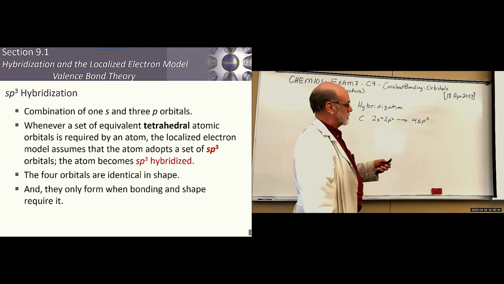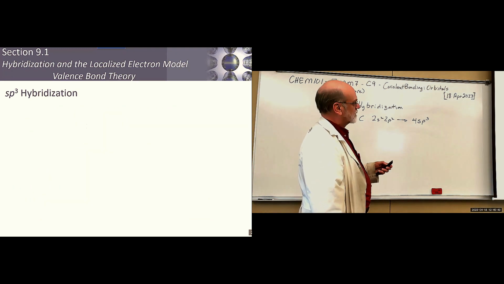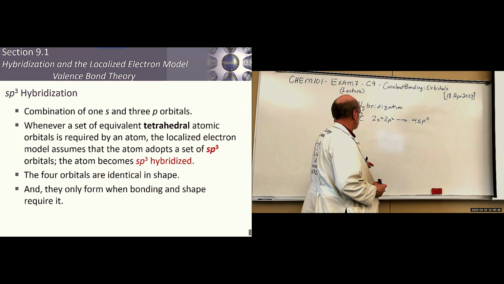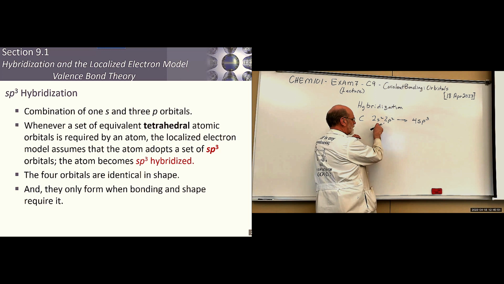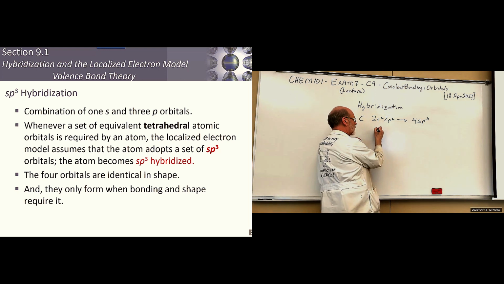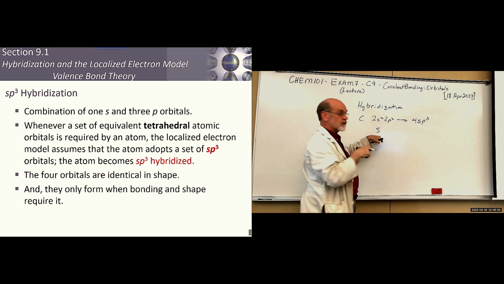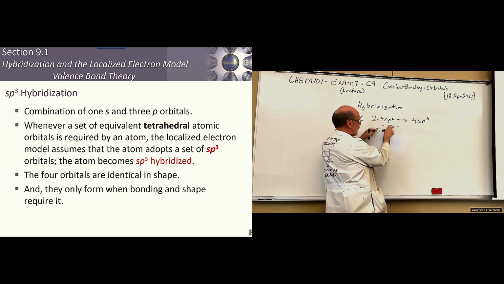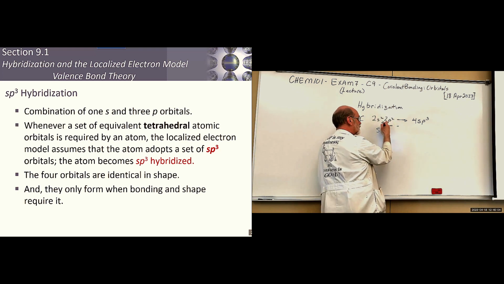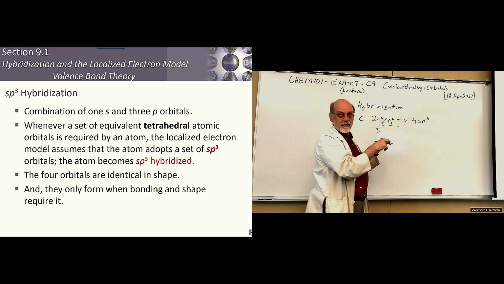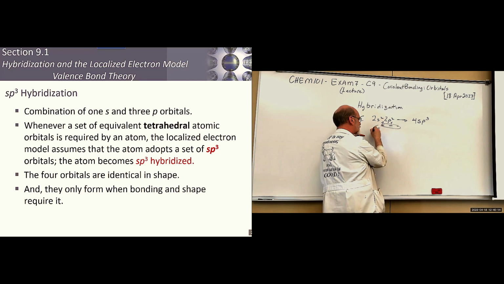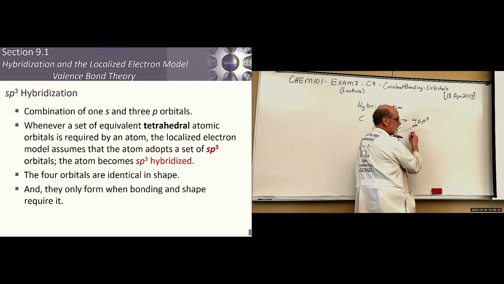Let's see. Here we go. Combination of 1 s and 3 p orbitals. So here's what we're doing. There's only one s orbital here. It has 2 electrons in it. But there are 3 p's here. And under the atomic situation, you've only got 2 electrons in those orbitals. But we need a place for 4 electrons. So we're going to take all 3 of these and combine them with this s, and that's where we derive the sp3.